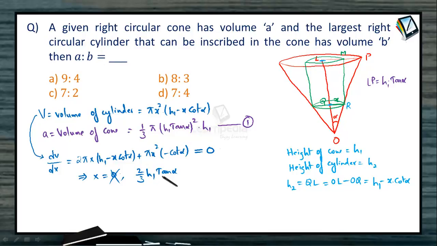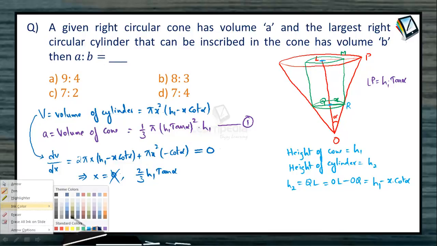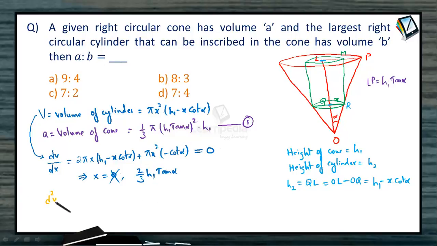Now how do we identify whether we have a maximum or minimum here? Let's consider d square V by dx square at the point x equal to 2/3 of H1 tan alpha, and you will observe that this would be minus 2 pi times H1, which is clearly a negative number. Now what do we mean by this negative number? V is maximum at x equal to 2/3 of H1 times tan alpha.